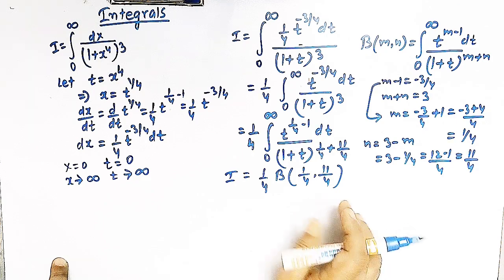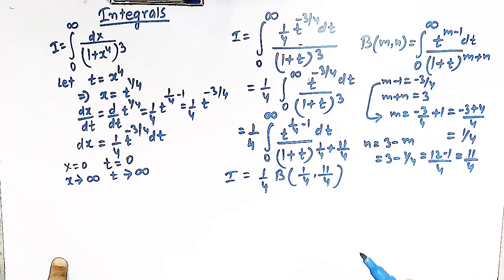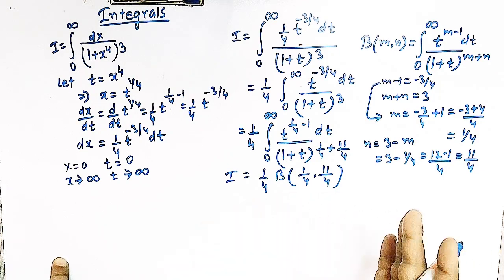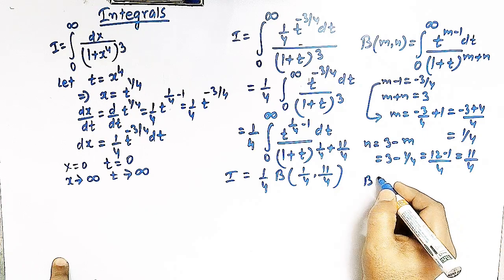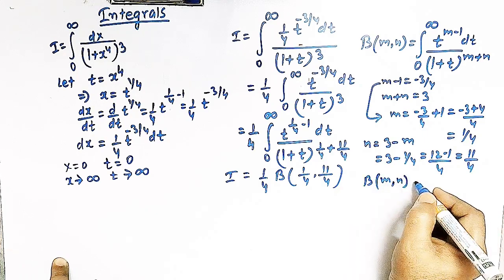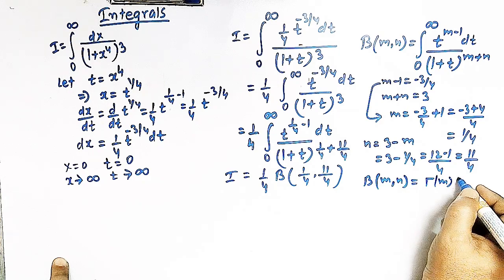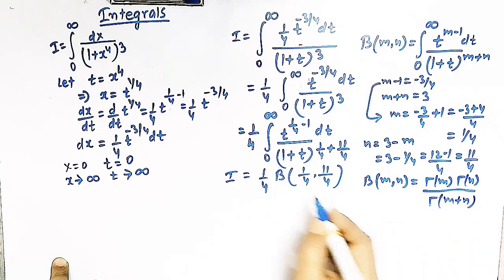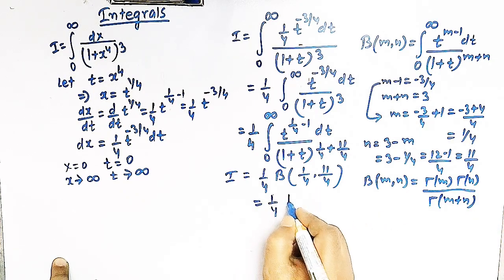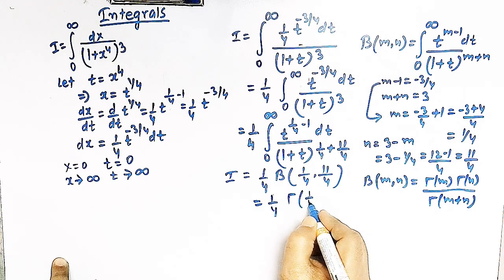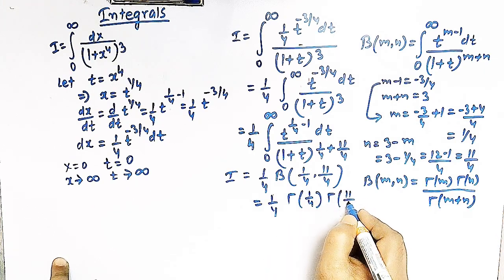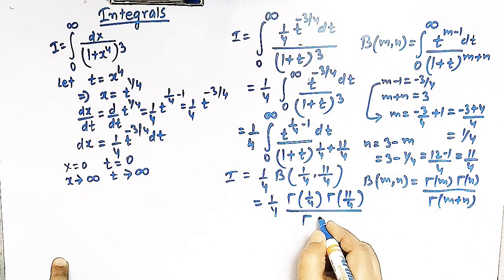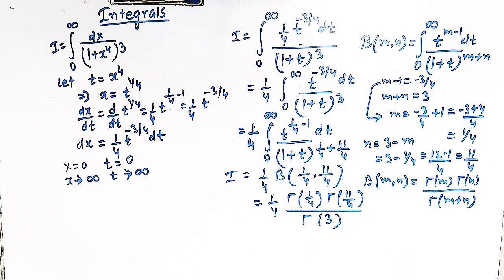So now here we'll convert this beta function into gamma function by making use of the relationship between beta function and gamma function. So beta function is given by beta m comma n. Here we have gamma m, then we have gamma n divided by gamma m plus n. So here we have 1 over 4, then we have gamma 1 over 4, gamma 11 over 4, and here we have gamma m plus n. M plus n is given by 3.